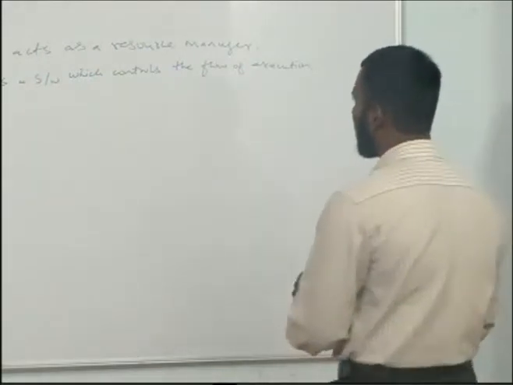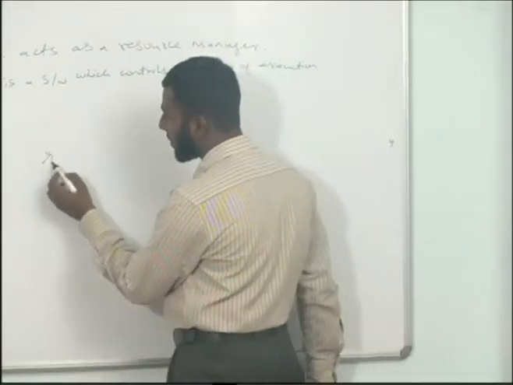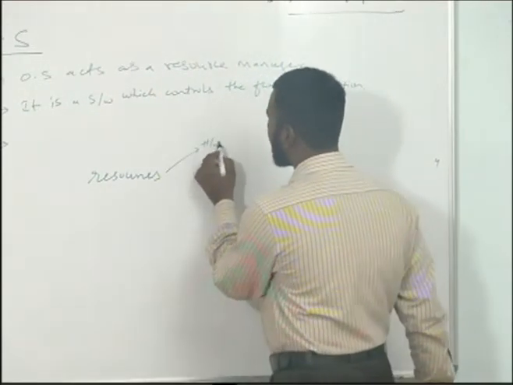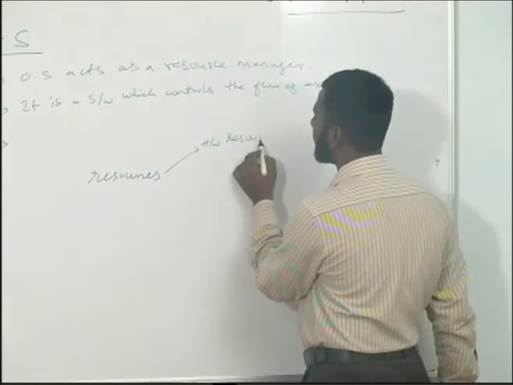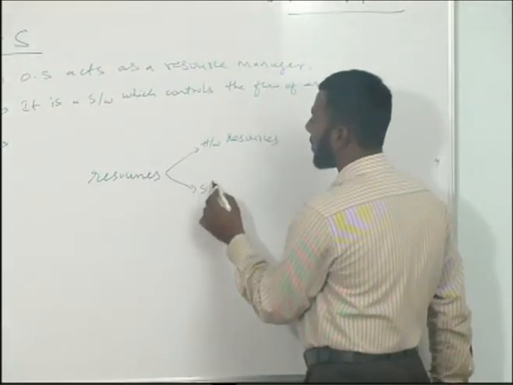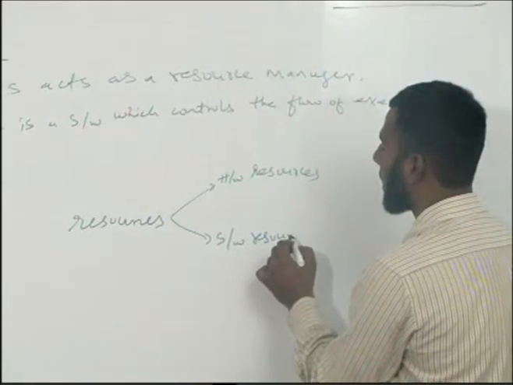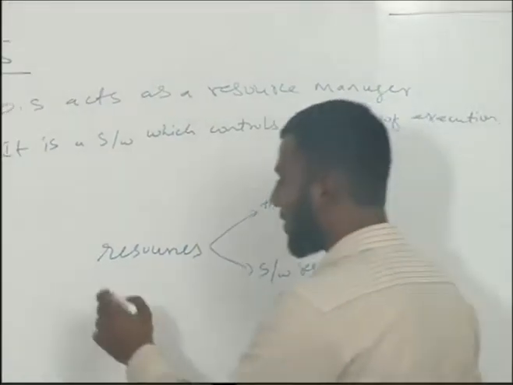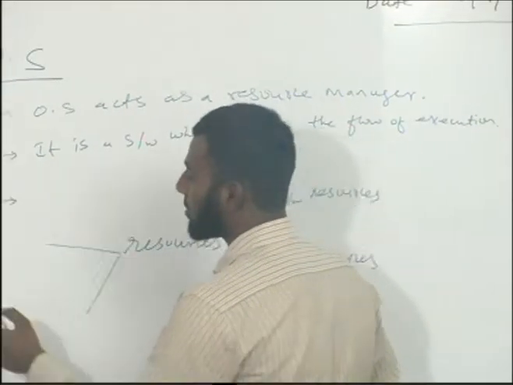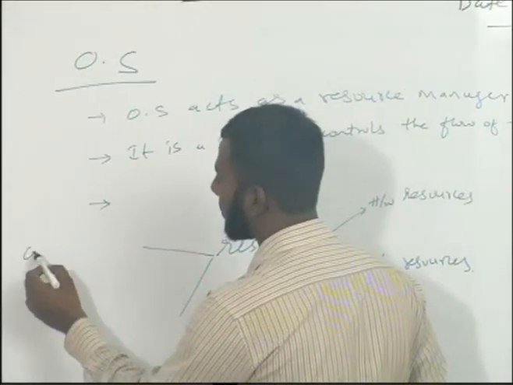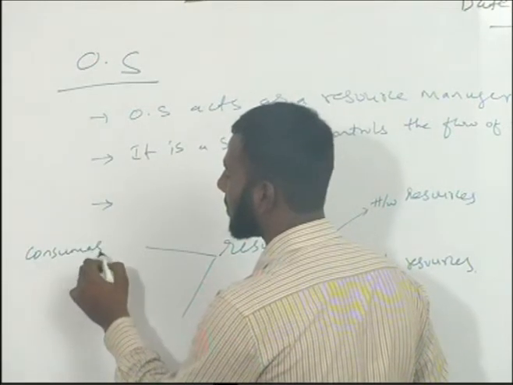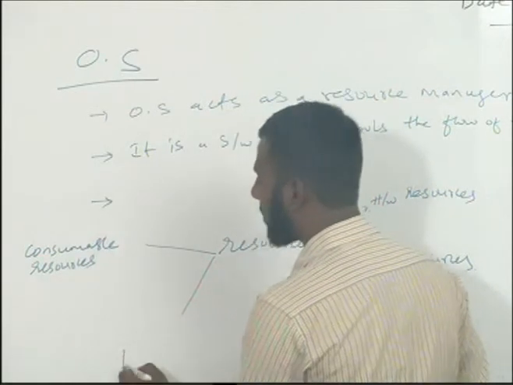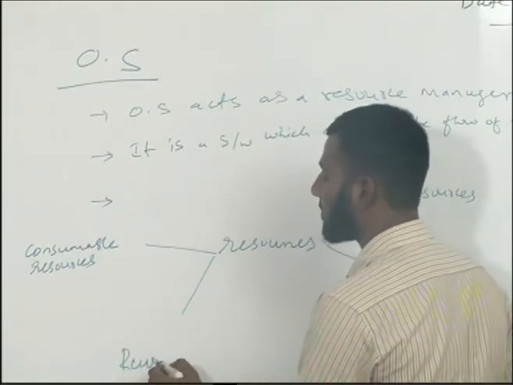When you talk about resources here, what are the different resources which are there? These resources can be hardware resources, or they can be software resources. From one window, if you see, these are the resources. If you see from another window, the resources can be consumable resources or reusable resources.